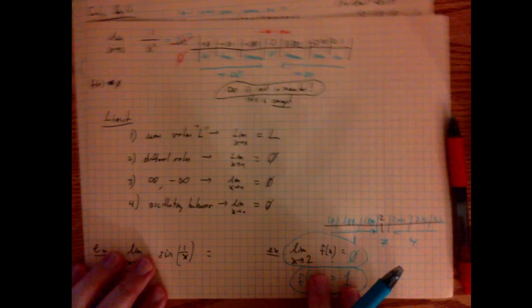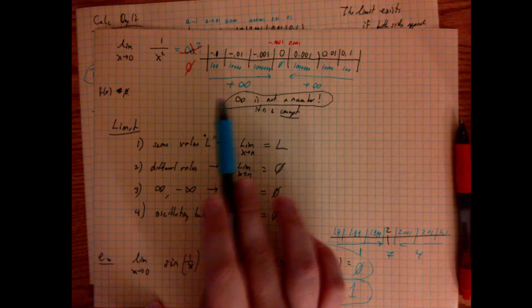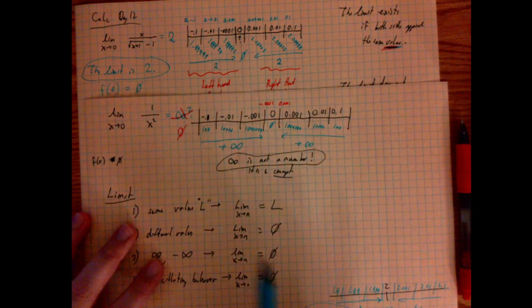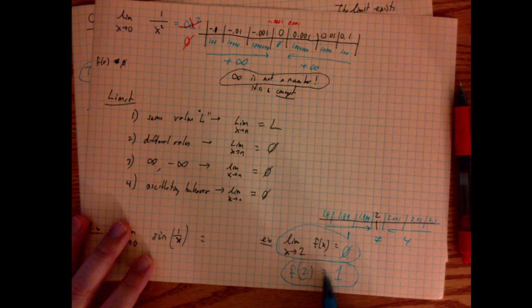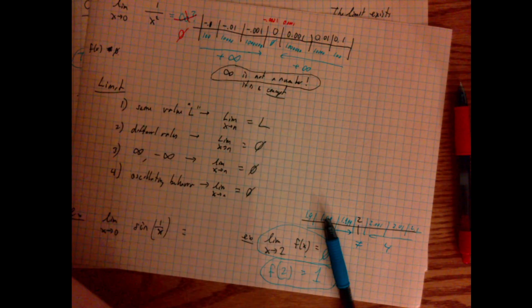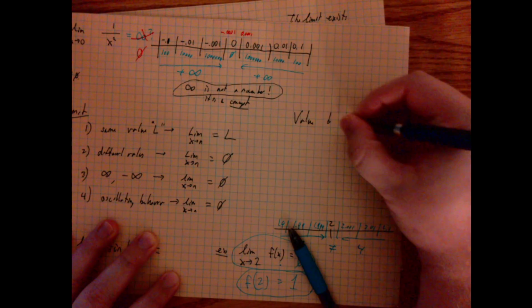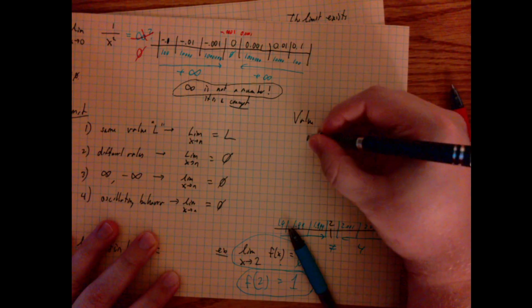Because we can have functions where the limit doesn't exist and the value doesn't exist. We can have functions where the limit does exist, but the value doesn't exist. And we can have functions where the value exists, but the limit doesn't. It's because they're separate ideas. That's the big thing. The value and the limit are separate ideas.